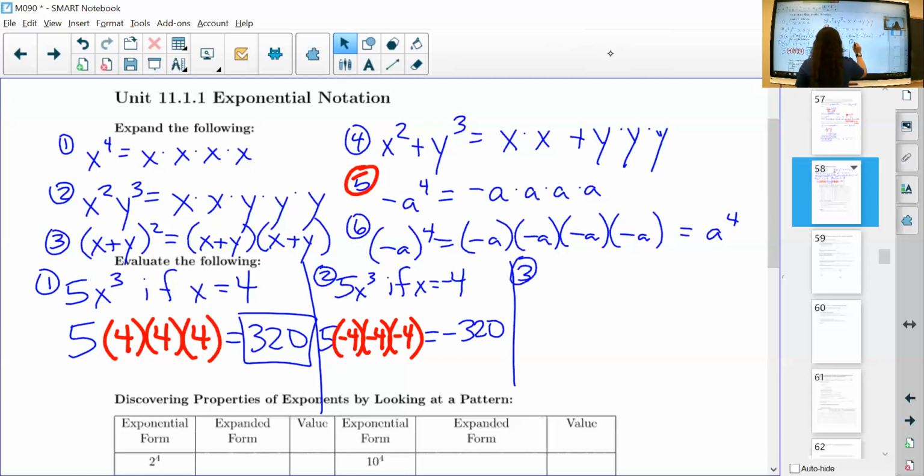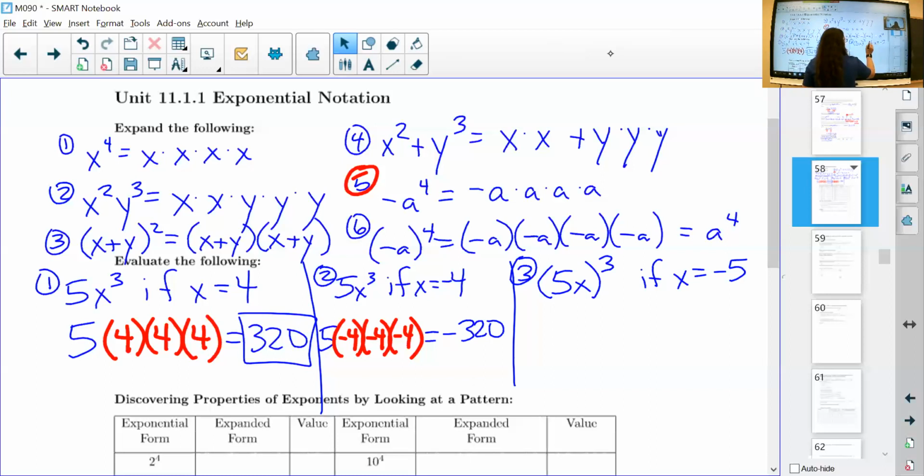Let's look at example 3, which is what I meant to do. 5x, parentheses around that, and cube it. And let's say x is negative 4. Let's do something else for once. How about negative 5? Okay, so (5x) cubed if x is negative 5.